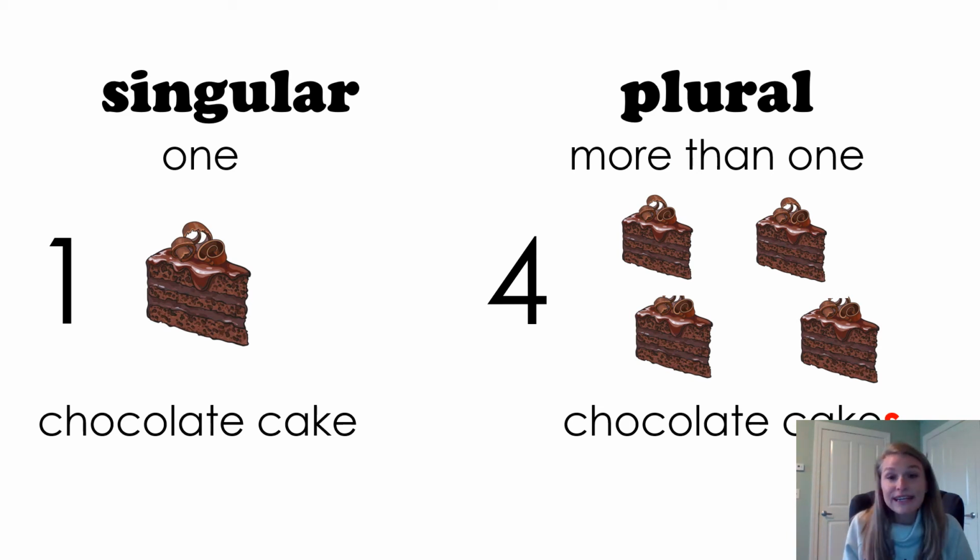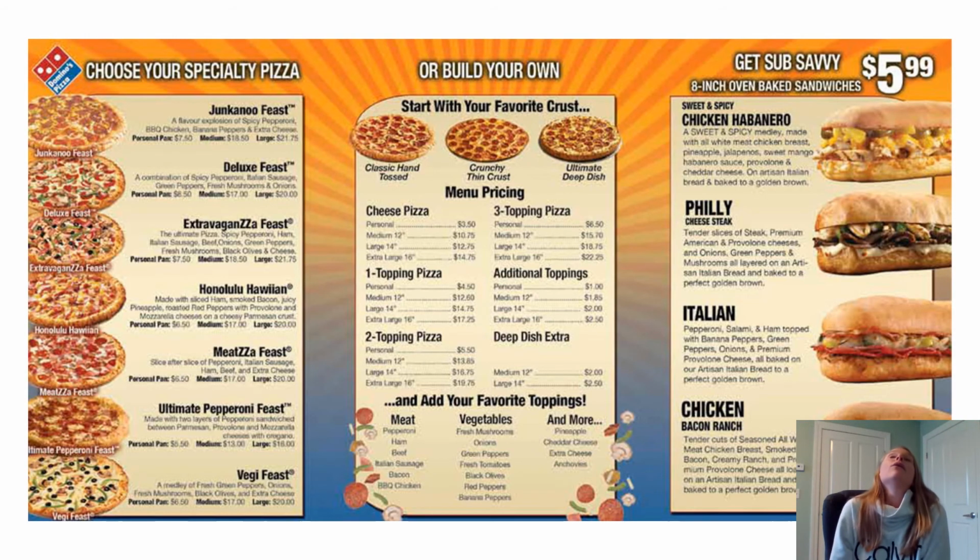Now that you've paused the video and you practice ordering those chocolate cakes on your own, let's hear what the sentence should sound like. I would like to order 4 chocolate cakes. I wonder if you got it right. I bet you did. That is a lot of work. Let's put it all together.